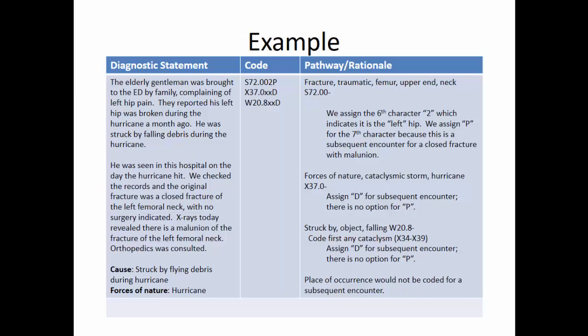Here's an example where the patient was hit during the hurricane. Debris fell on him. That gives you the fracture code. The P as a seventh character is subsequent encounter for a closed fracture with malunion. We also are going to use the forces of nature, the hurricane, with the D as a seventh character and struck by object falling, the W20 code, D for subsequent encounter. We do not code the place of occurrence.